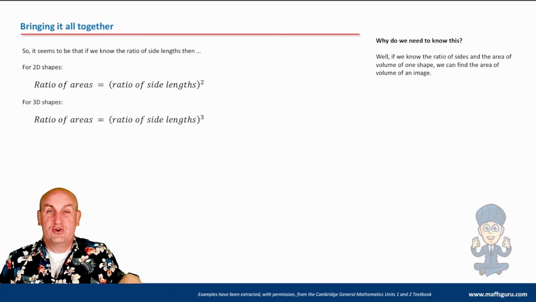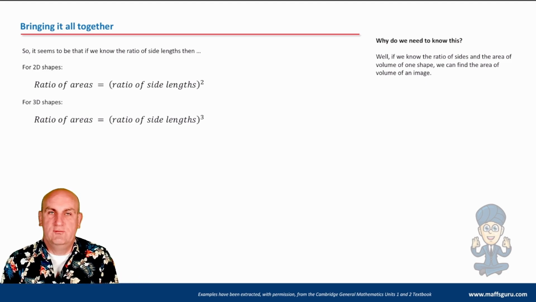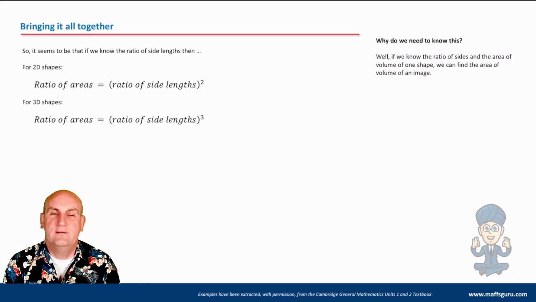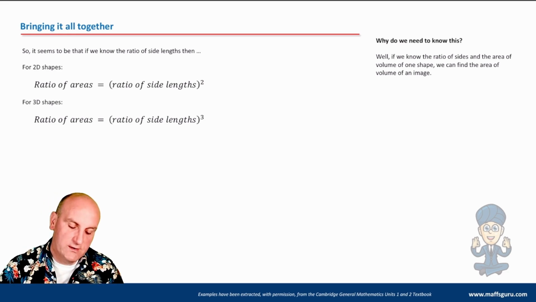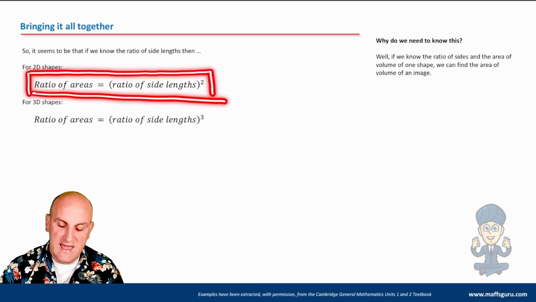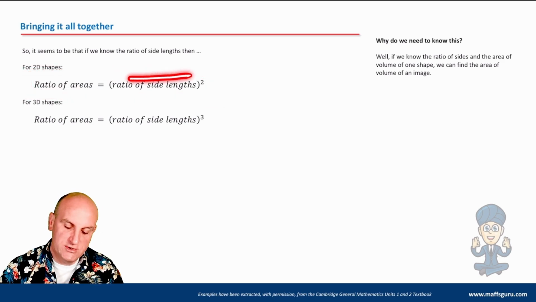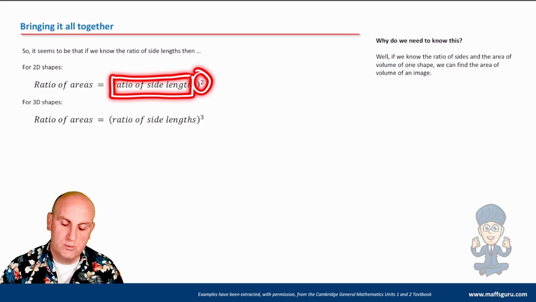So, bring it all together, and this is great for your summary books. Again, summary books are really useful in Australia. If you're not allowed to use them around the rest of the world, sorry, you've got to remember it. But bringing it together from the previous video and this one, for two-dimensional shapes, the ratio of the areas is given by the ratio of the side lengths with a floaty 2.